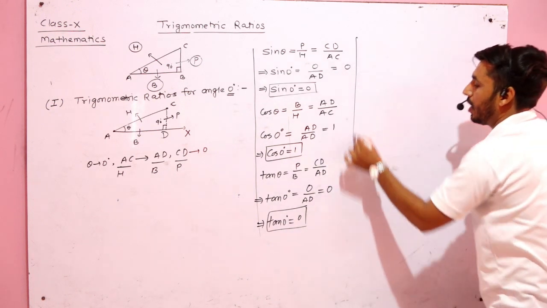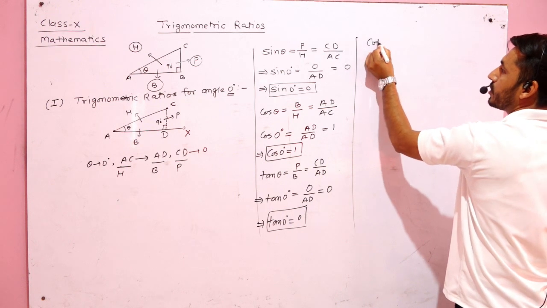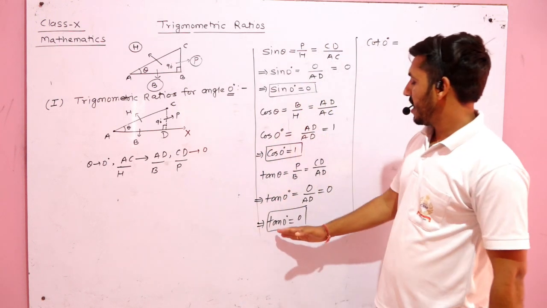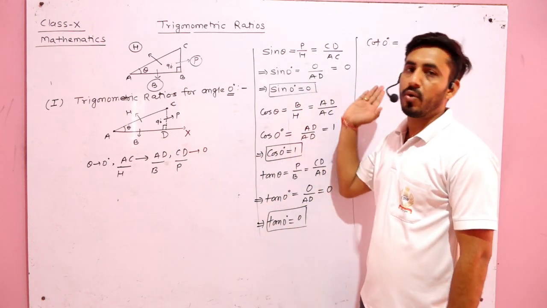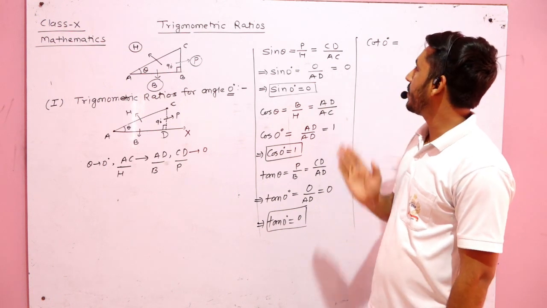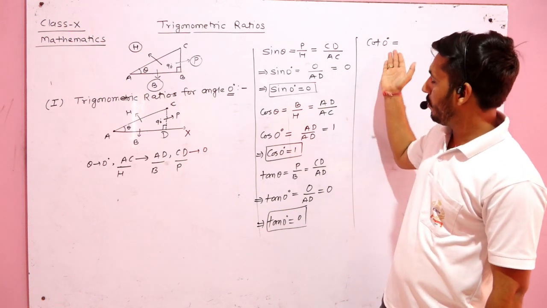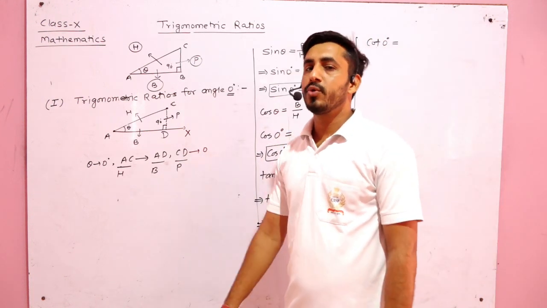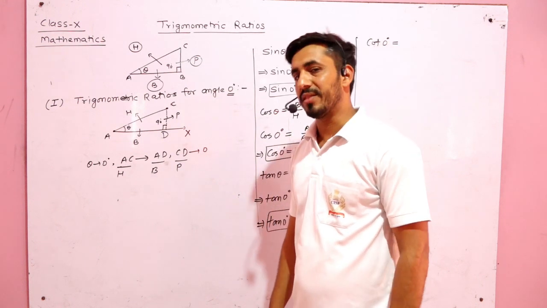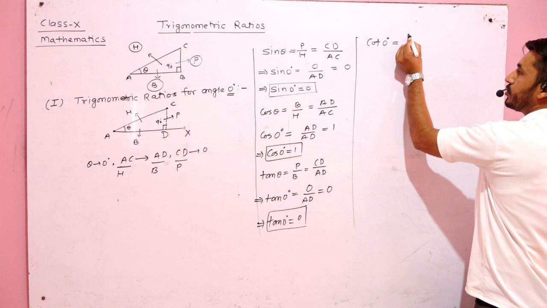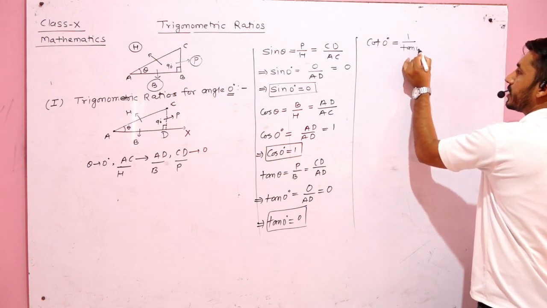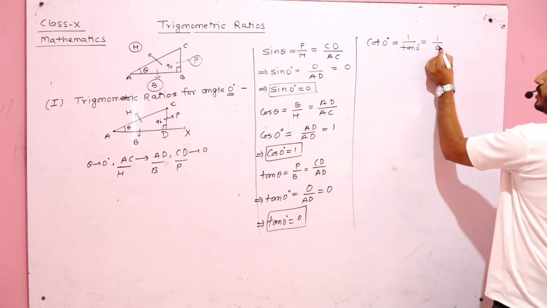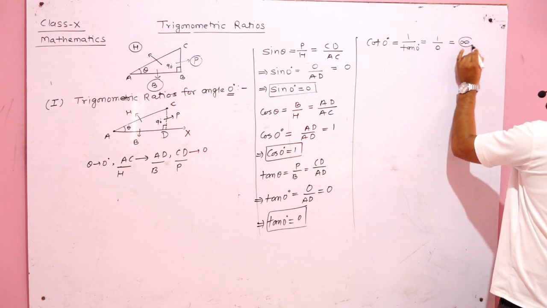How? First, I have to find out the value of cot 0 degree. As we have studied about the relation of tan theta and cot theta, we have to remember the result that cot theta is the opposite trigonometric ratio of tan theta. It means I can write cot 0 degree is equal to 1 upon tan 0 degree. Tan 0 is equal to 0. Then the value will be infinite.